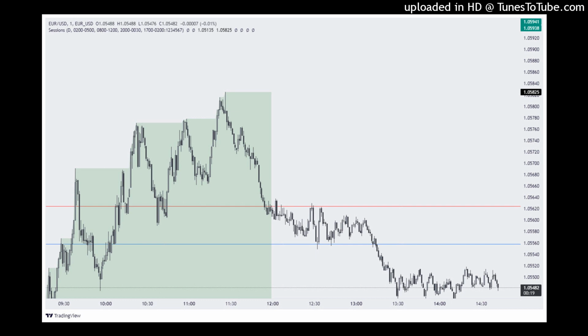GBP JPY. Let's see. GBP JPY reached the highs right there. So currently, if we have a daily fair value gap to continue higher off of that, overlapping with the highs as well, that could be quite interesting. In the meantime, simply waiting. I'm not going to add it to the list right now.